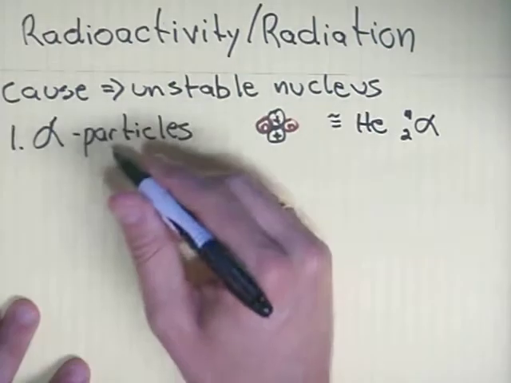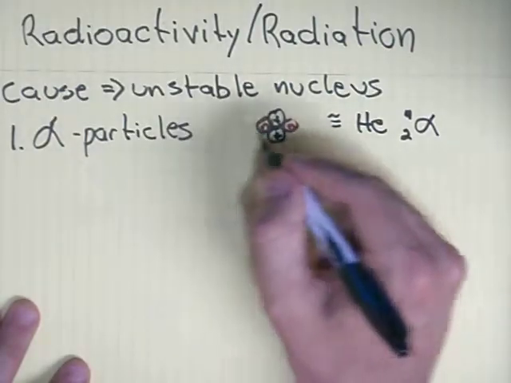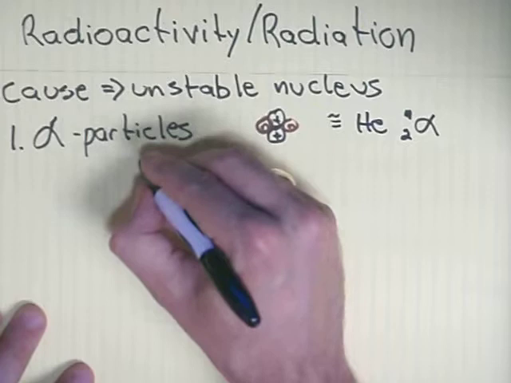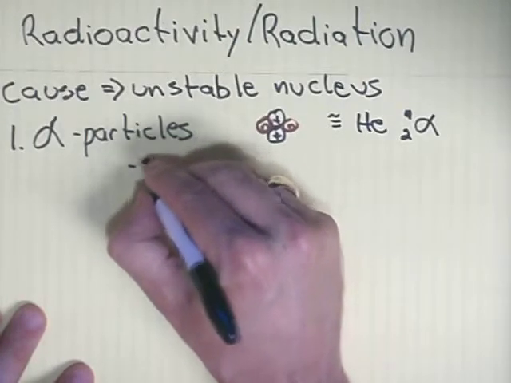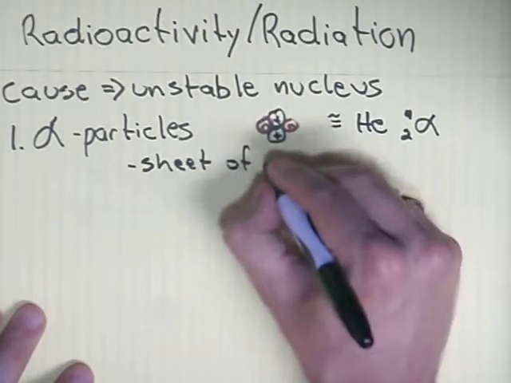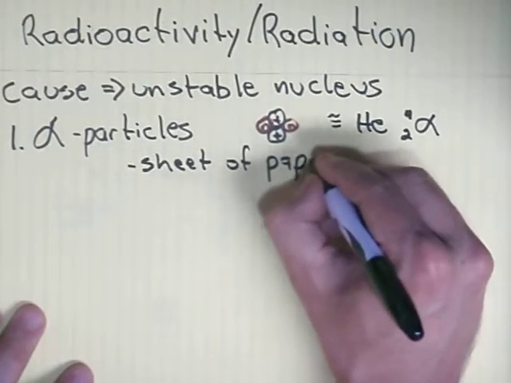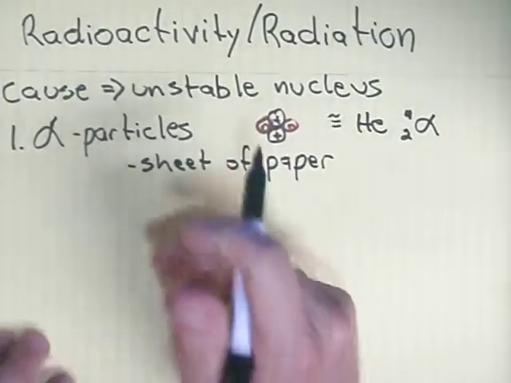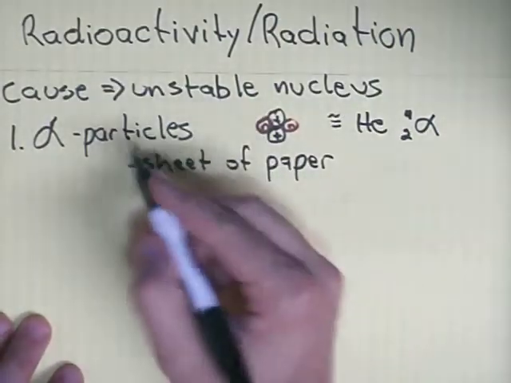Big, and one of the things of note is that an alpha particle can be stopped by a sheet of paper. So an alpha particle doesn't have a lot of power to punch through something.